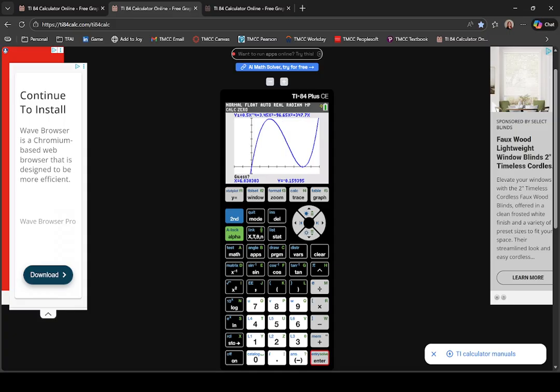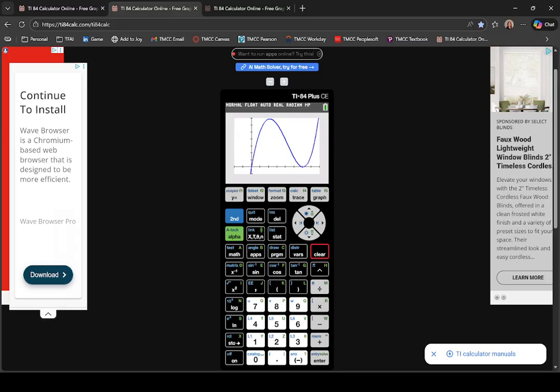Hit enter one more time. And there we have it. The 0 falls exactly at x equals 6. So my domain is going to go everywhere from 0 to 6 for this application, because beyond 6, I can't have a negative amount of ibuprofen in my system. So we just cut it off at 6.